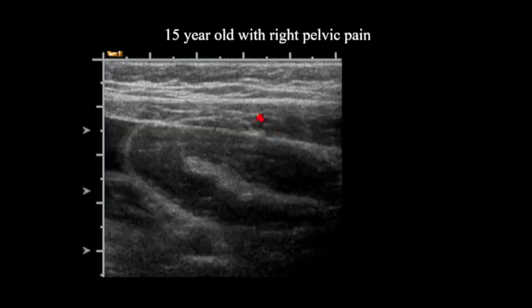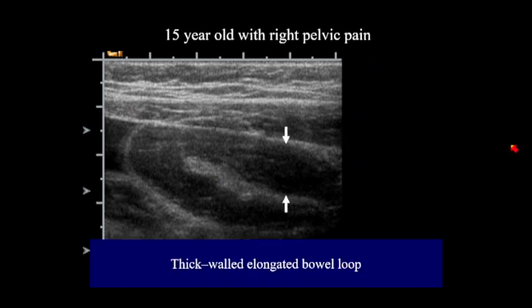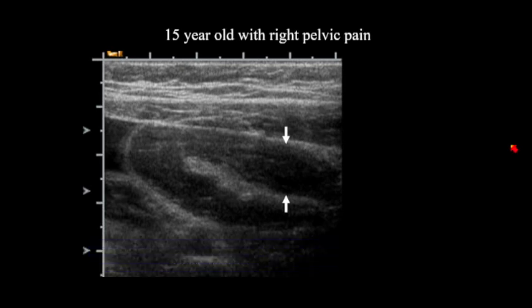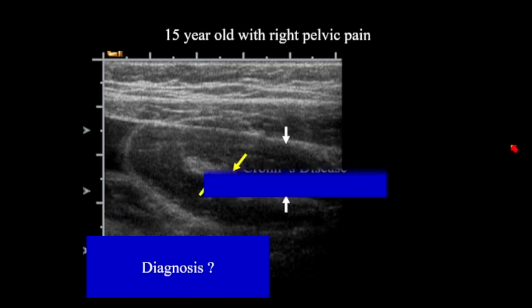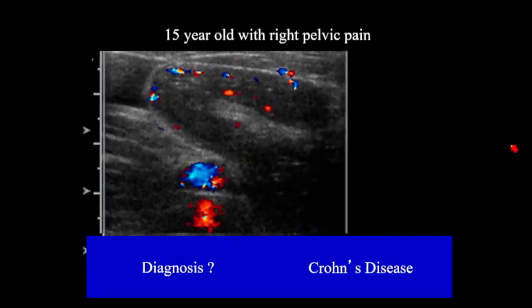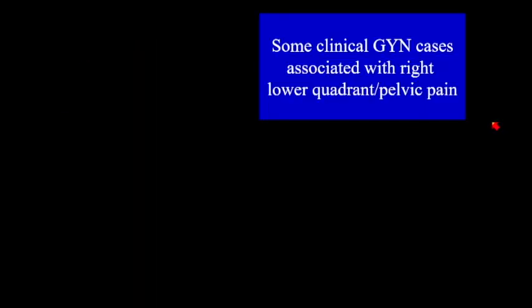But there are differentials, and here is a very thick-walled piece of bowel with the lumen seen here, some fluid around it, and this was a patient with Crohn's disease, very thick bowel. And we had some increased flow.